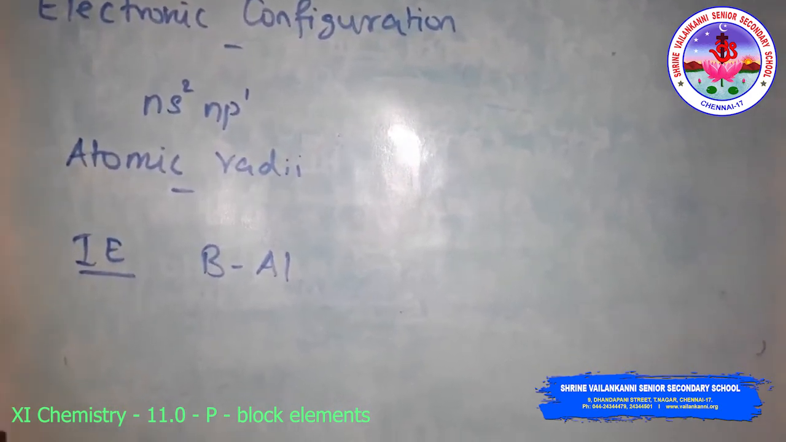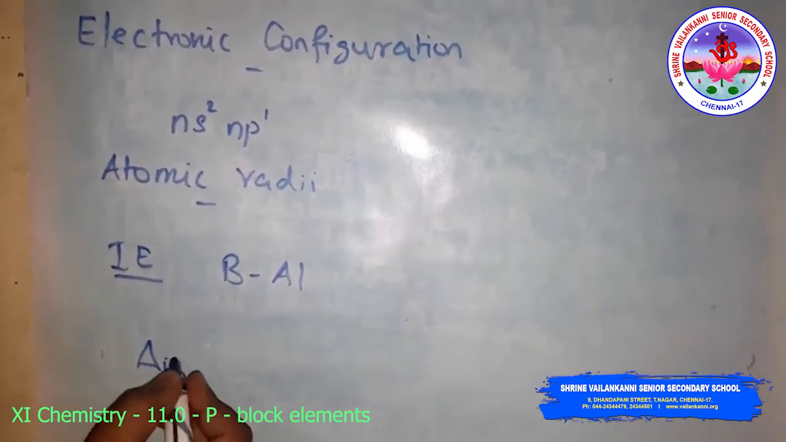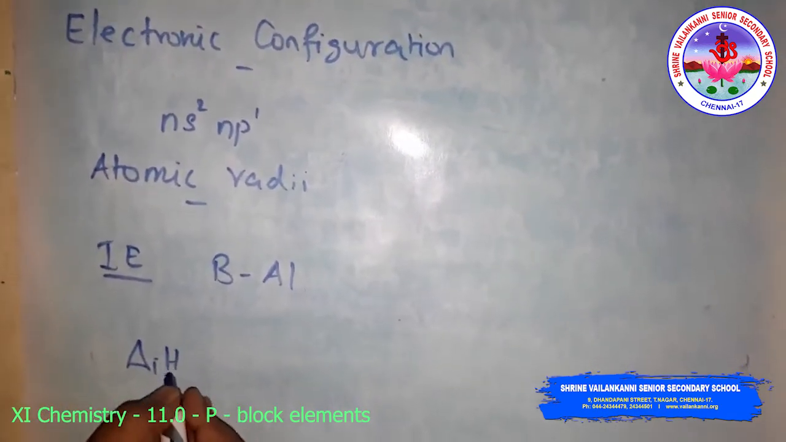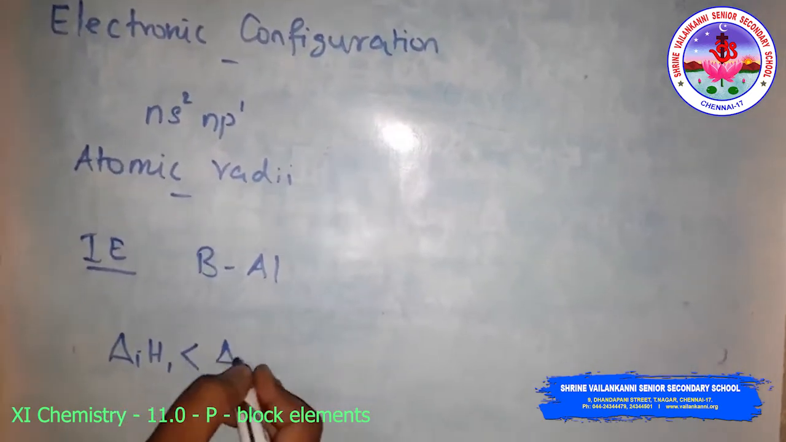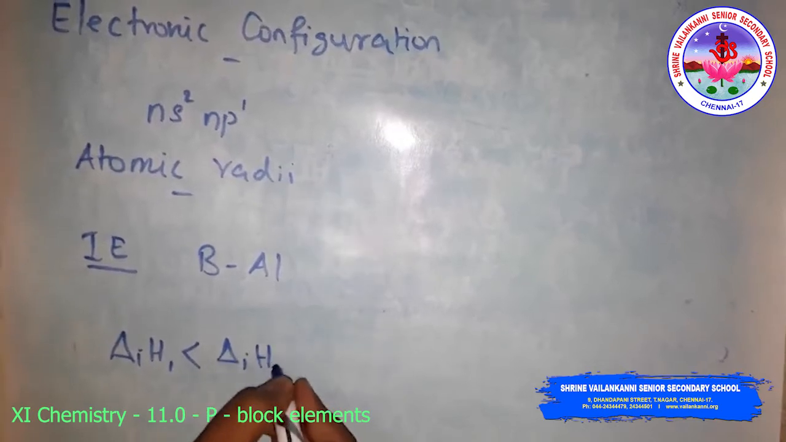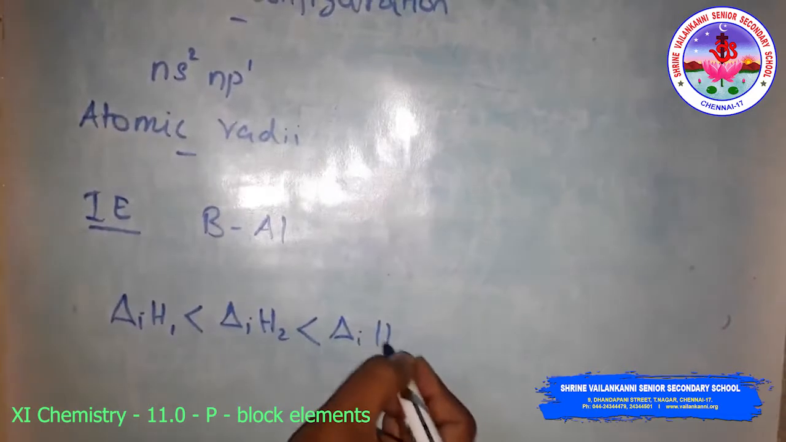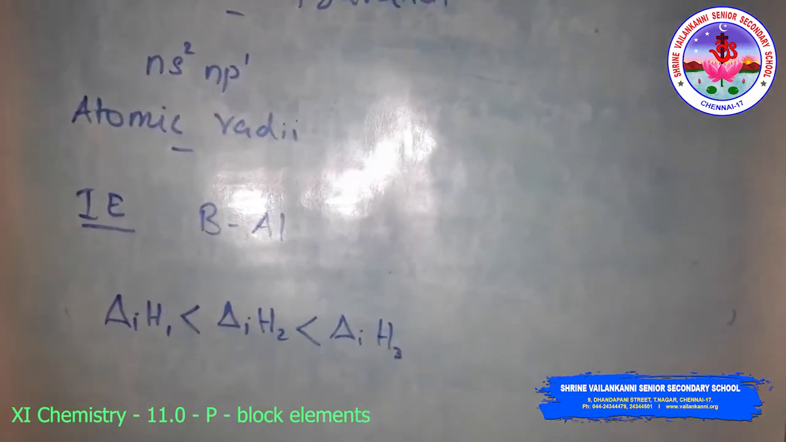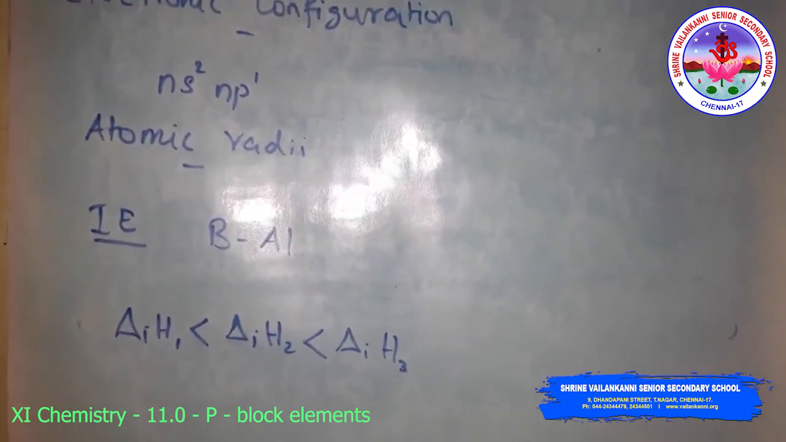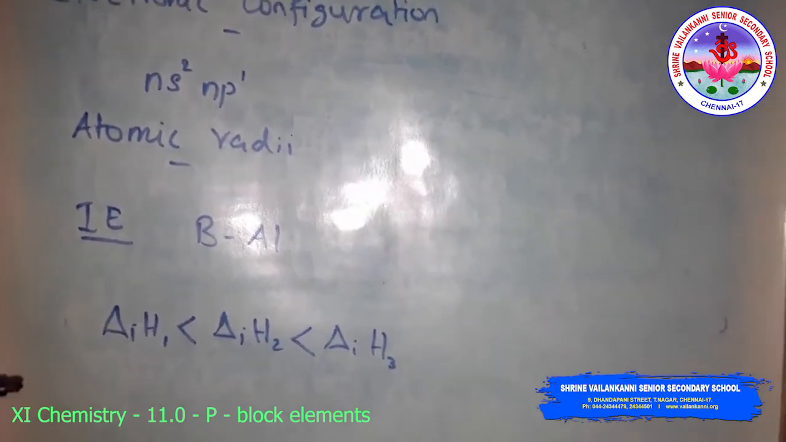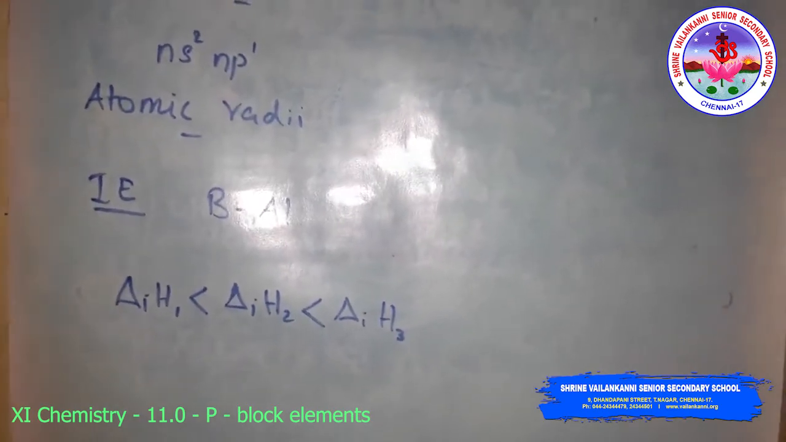So the ionization enthalpies are usually expected to follow the order: ionization enthalpy 1 is less than ionization enthalpy 2, which is less than ionization enthalpy 3. The sum of the first 3 ionization enthalpies for each element is very high. The effect of this will be apparent when you study the chemical properties.